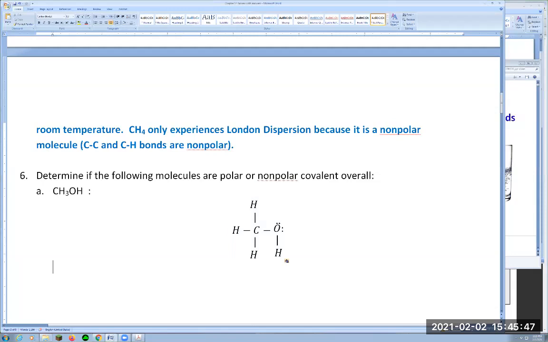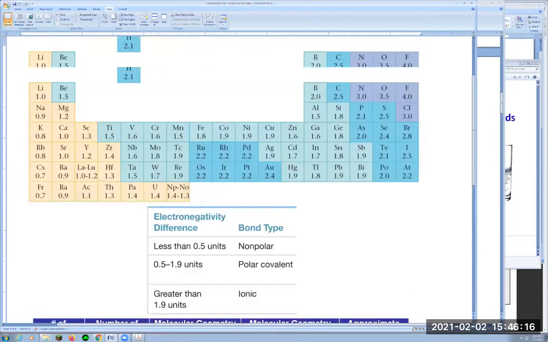The oxygen has 2 lone pairs and 2 single bonds. So before you decide if a molecule is polar or not, you need to decide, do we have polar bonds? Because if you have no polar bonds, then there's no need to go further. Your molecule will not be polar. So for this, you calculate the electronegativity difference. And as you know, you go through that table.